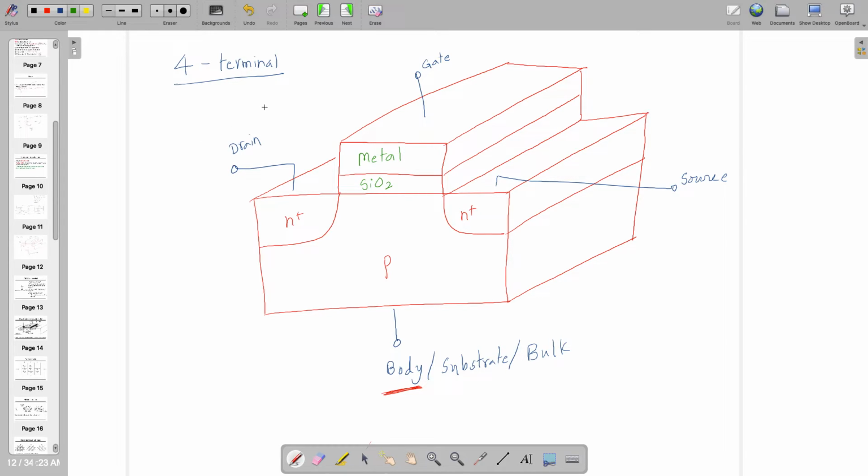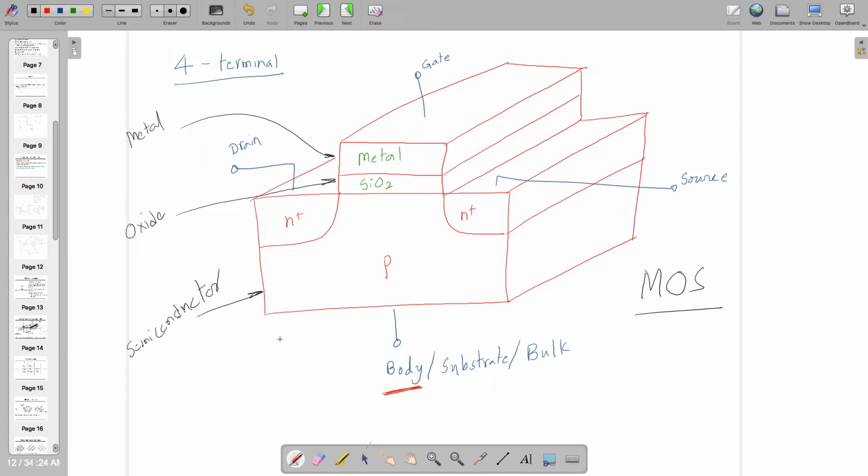So if you're looking from the top, three things can be seen. This is metal. Silicon dioxide is commonly known as oxide, and this is P-type semiconductor. So in total, it's known as MOS, metal oxide semiconductor, and as it is operated on the basis of voltage, it's known as field effect transistor. So in total, it's known as MOSFET.